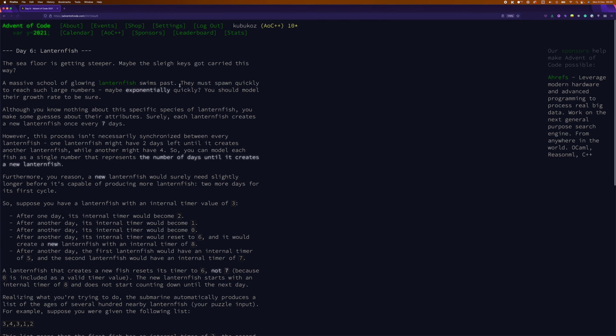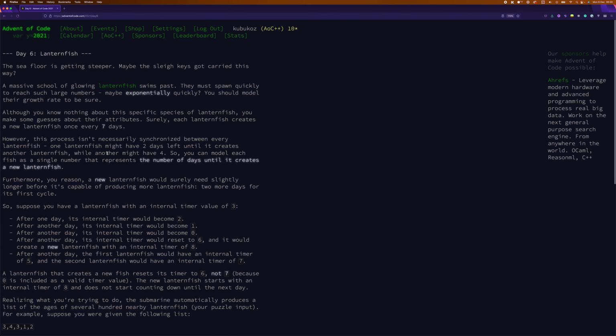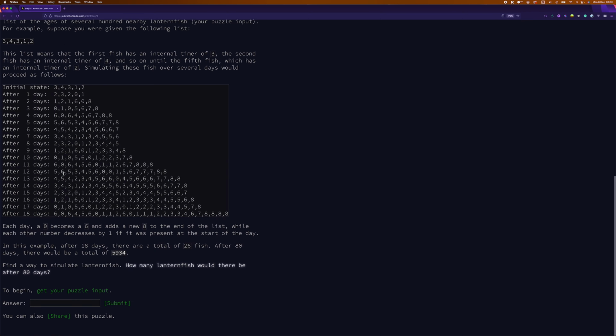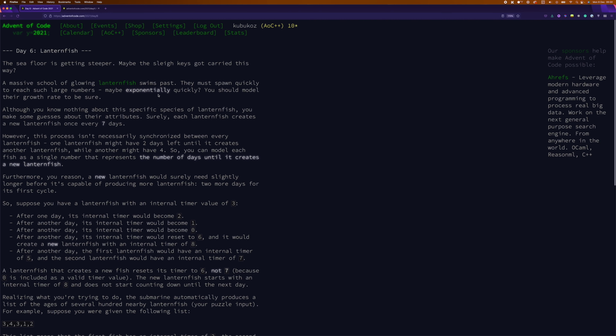So we're starting on day 6. As input we would receive a sequence of numbers separated by commas. And these numbers correspond to fish. Every number would be one fish. What the number really says is how many days till the fish replicates. Currently we have 3, 4, 3, 1, 2.